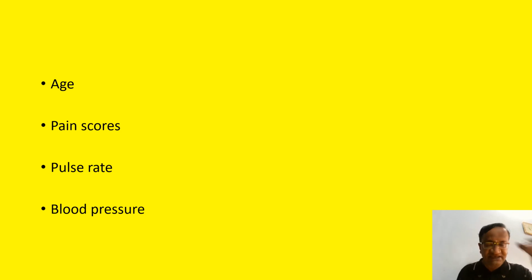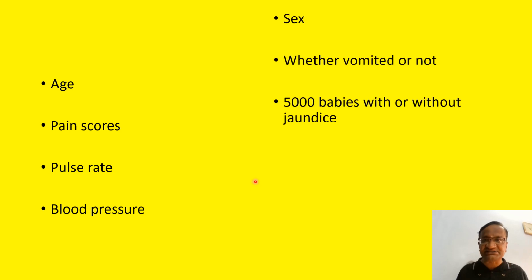Now take age. Age is 52 plus or minus 3.6 in one group, and 49 plus or minus 3 in another group. This is mean plus standard deviation for two groups, so we can do a t-test. Pulse rate, blood pressure, pain scores, all these are mean plus standard deviation, so we can use a t-test.